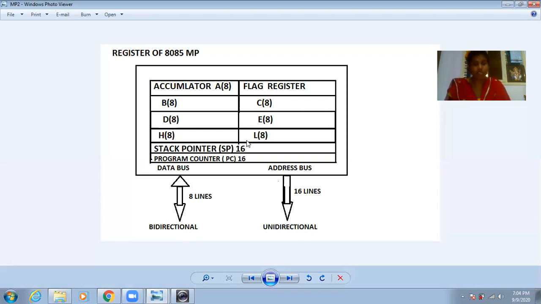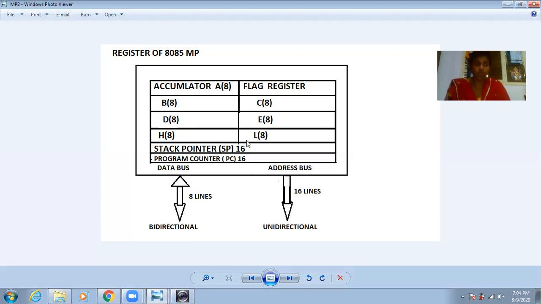So program counter is denoted with PC, and this is having 16-bit storage, where it is used to hold the address of next instruction for the execution. Okay, so program counter will hold the address of next instruction for the execution. So this will be the explanation of our register of 8085 microprocessor.